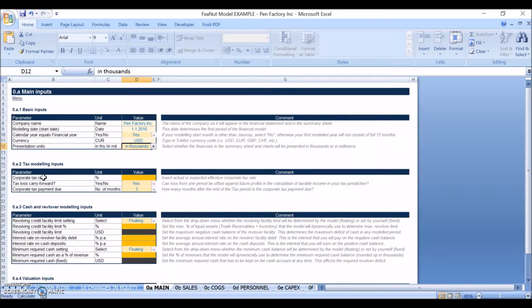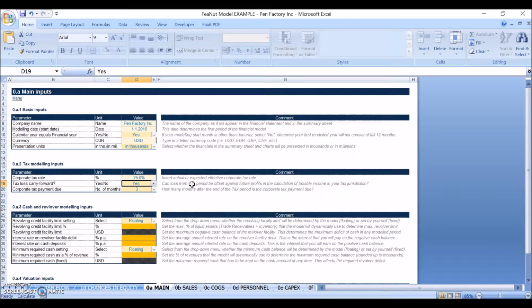Now the next table that we have here is the data table for tax modeling inputs. So for corporate tax rate, just populate whatever the corporate tax rate is effective in your country. So we will use 25%. There is an option in the model when calculating the corporate income tax of carrying any tax losses to future periods to be offset against future profits.